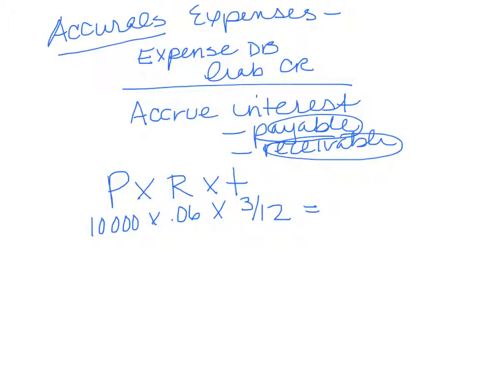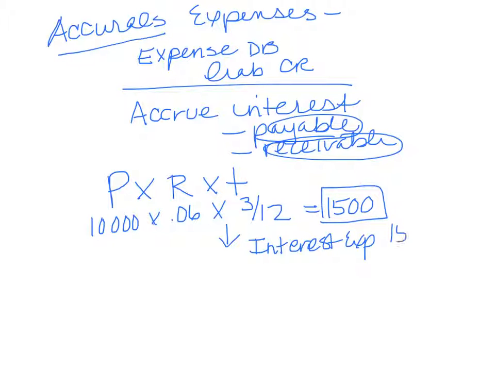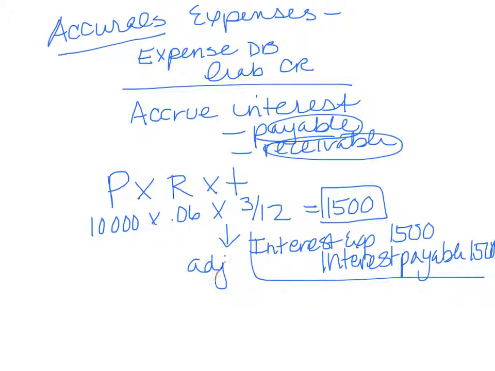We would get 10,000 times 6% times 3 over 12. So 3 months over a year gives us $1,500. $1,500 for 3 months. If we were asked to accrue this, we would go to interest expense for $1,500 and interest payable for $1,500. That would be our adjusting entry.